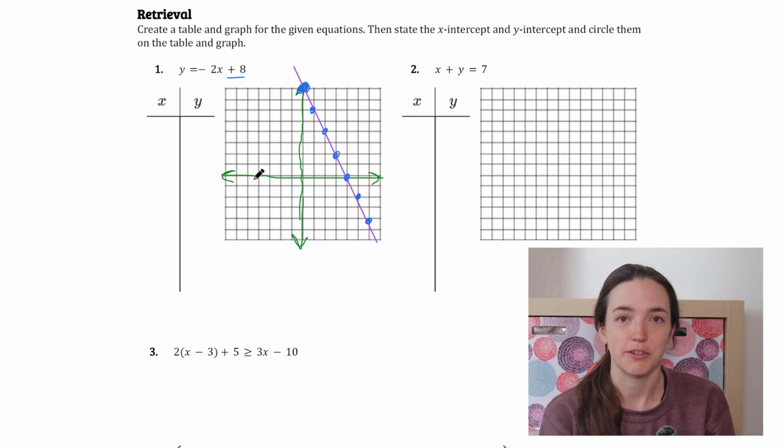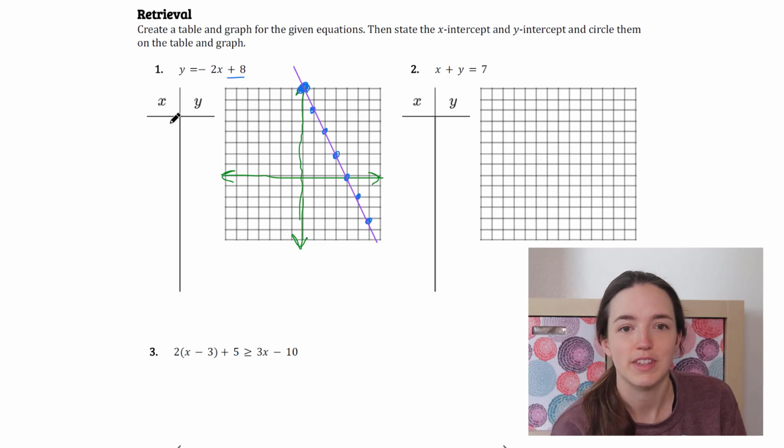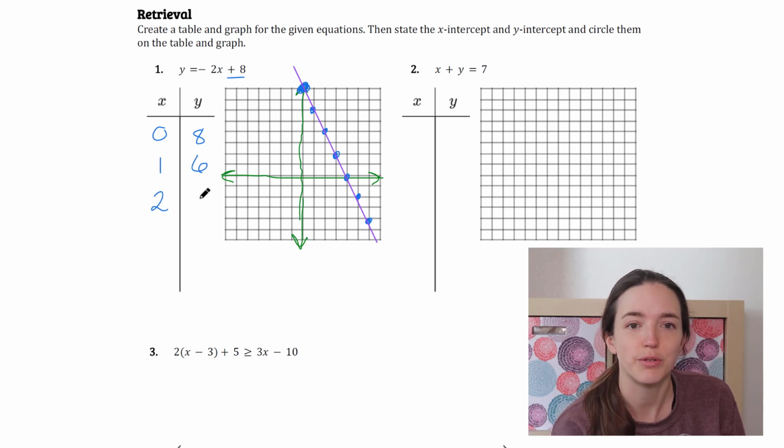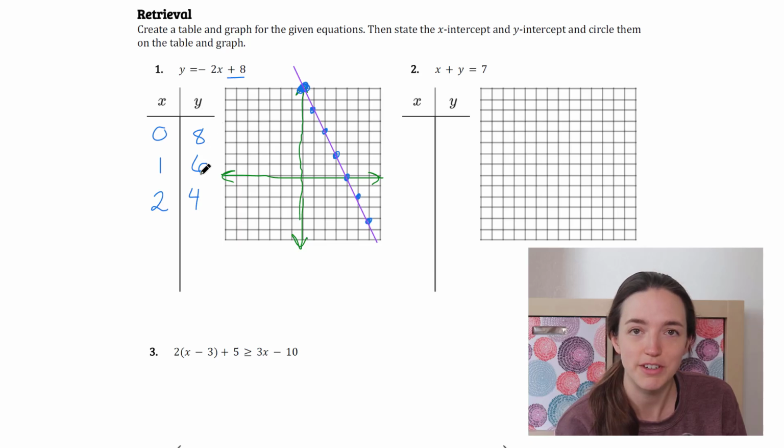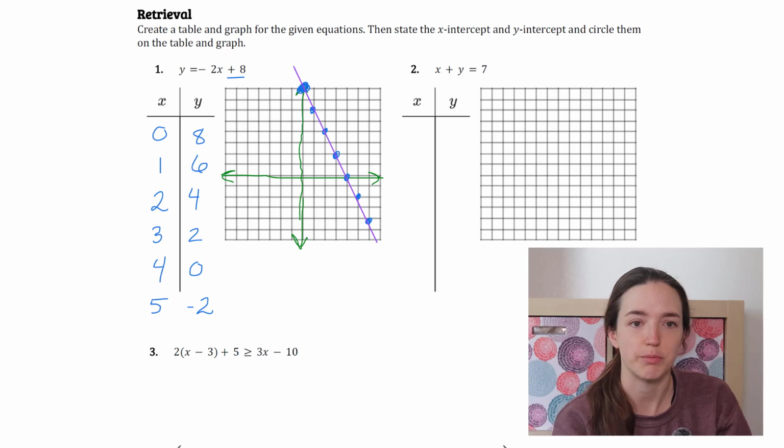Okay, now I'm just going to take all those points and write them in the table. So when x was 0, y was 8. When x was 1, y was 6. X is 2, y is 4. These values just keep decreasing by 2 because the slope was -2. Okay, that should be good.